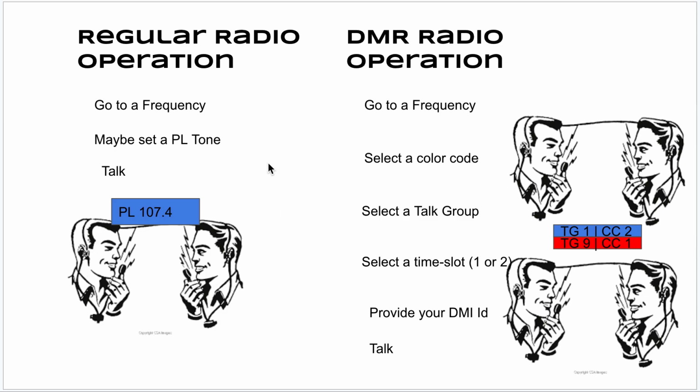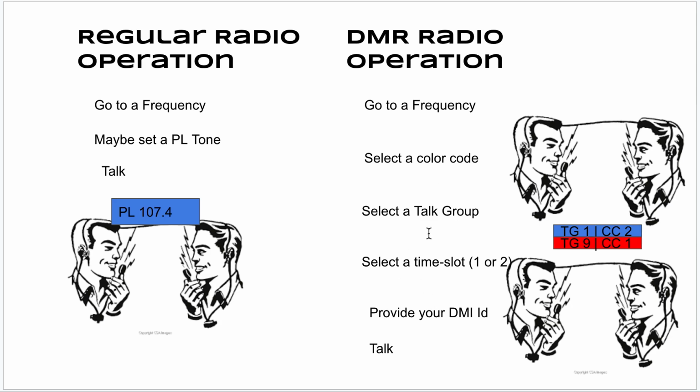In DMR, we have more options than a frequency and a PL tone. You can go to a frequency, then you select a color code, which is equivalent to a PL tone. It's like a special sign there to differentiate you from other people in the frequency. Then you select a talk group, which is another way to differentiate you and your party from other people in the frequency. You select a time slot, one or two. There's only two time slots you can select from, and then secretly you provide your DMR ID. The radio does this for you, and then you talk.